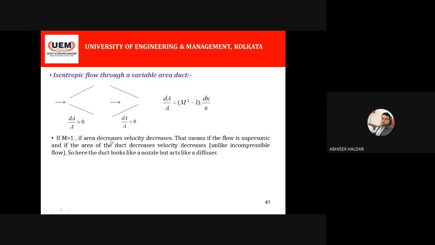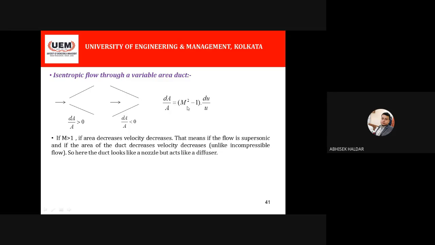So if the area decreases, that means if the left hand side decreases, and M is greater than 1, then I have some positive amount inside the bracket, M square minus 1. So if this area part decreases, obviously the velocity should decrease to equate both sides. Yes, sir, definitely.